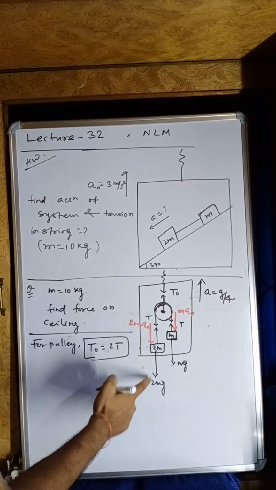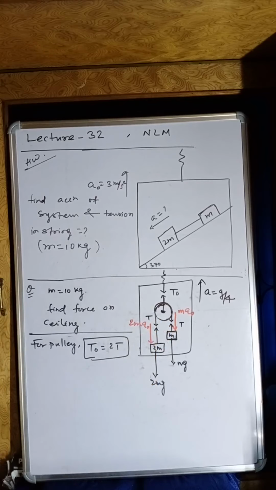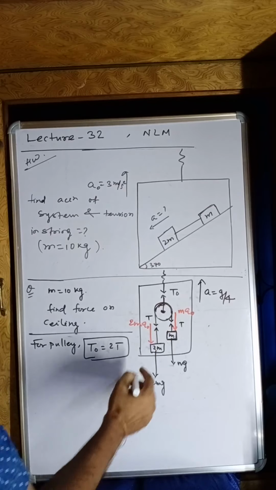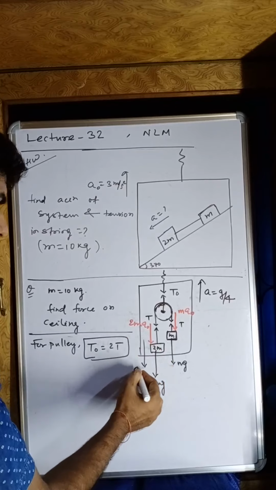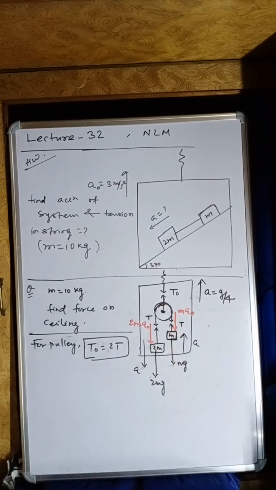After these forces act, this system does not stop. The blocks do not stop. Blocks are moving up and down. Suppose one is moving down with an acceleration a, and the other is moving up with an acceleration a, then we can write the equation.